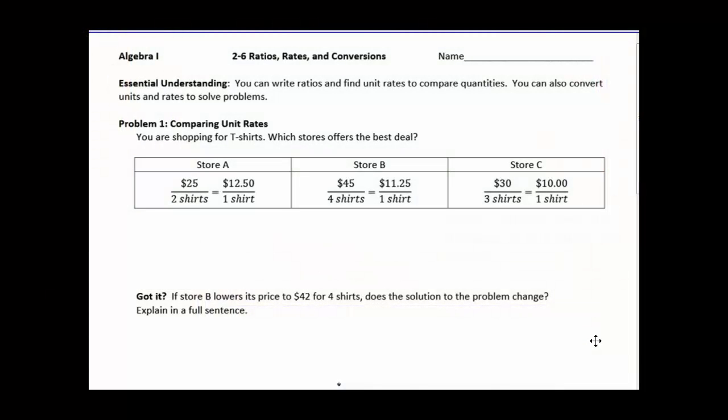Welcome back, Algebra 1. What we're going to do now is look at ratios. Ratios compare two numbers by division. This is 2.6, ratios, rates, and conversions. The ratio of two numbers, A and B, can be written three ways.